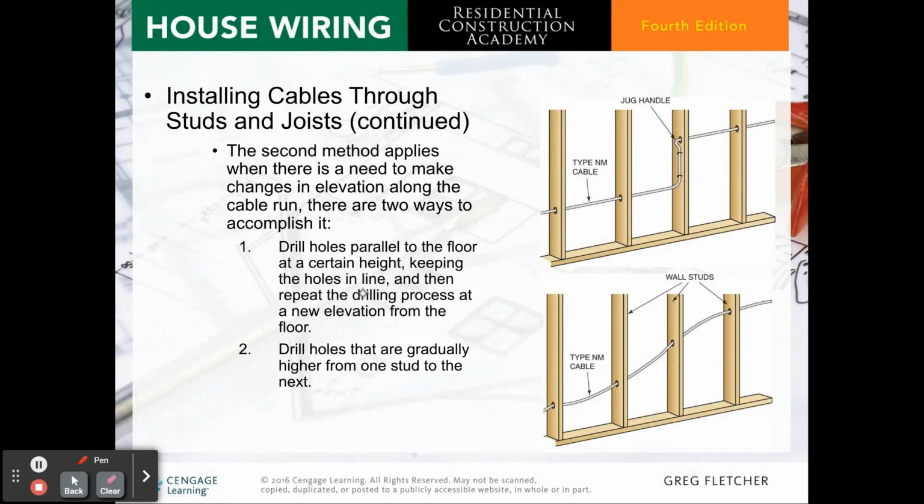The second method applies when there's a need to make changes in elevation along the cable run. There are two ways that you can do it. You can either do a gradual run, such as this one, where it goes up slow, or you can come up and make this turn here. Again, that radius has to be 2.5 times the diameter. You come up, and when it goes back in, jug handle through, and again, that one has to be 2.5 times the diameter.